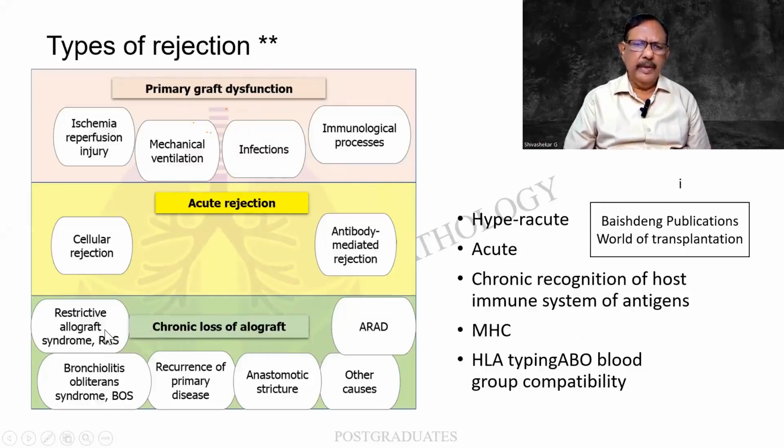Because of the restrictive nature of it, the subsequent diseases, recurrence of the primary disease, then the anastomotic stricture that can develop, then there can be RATS and other causes.